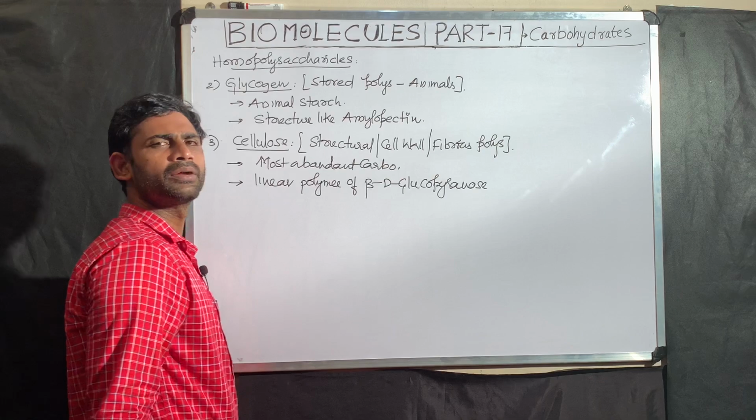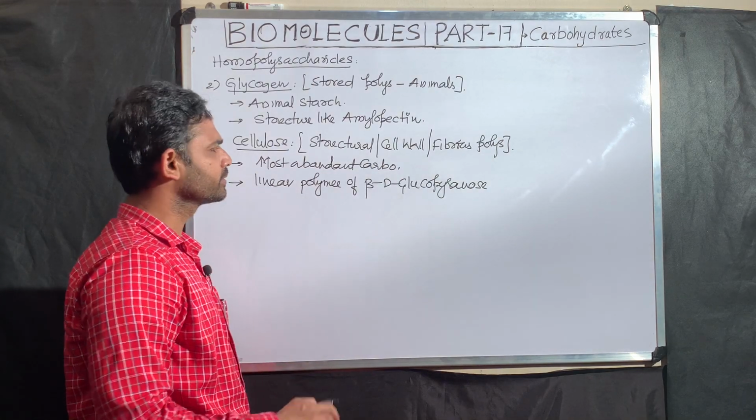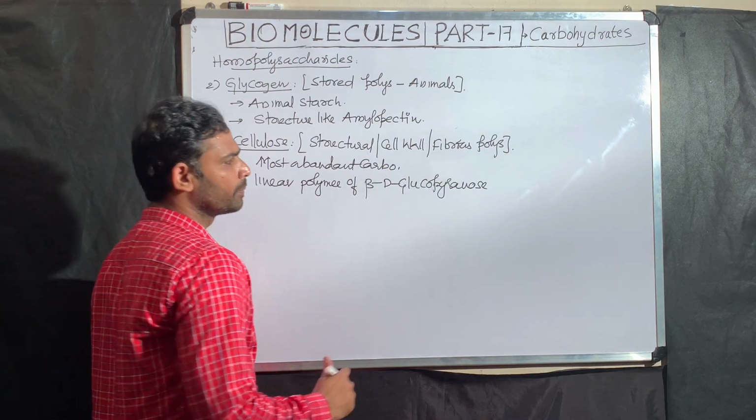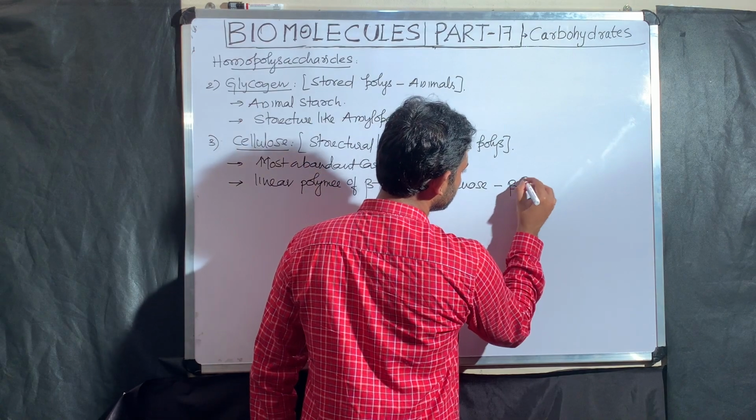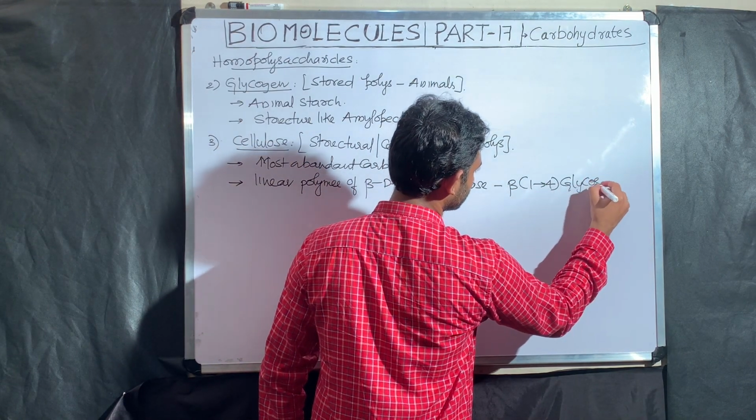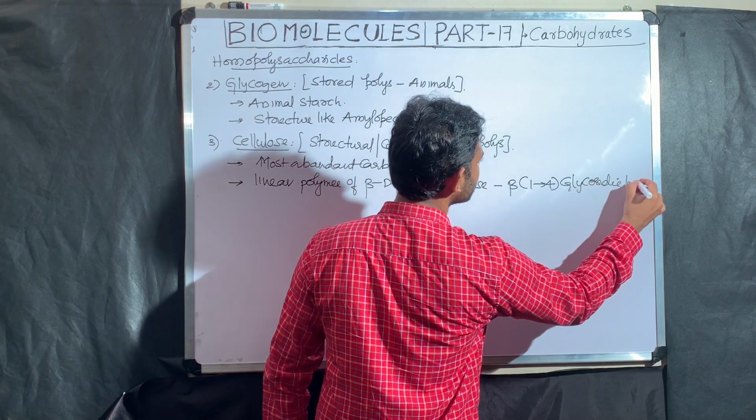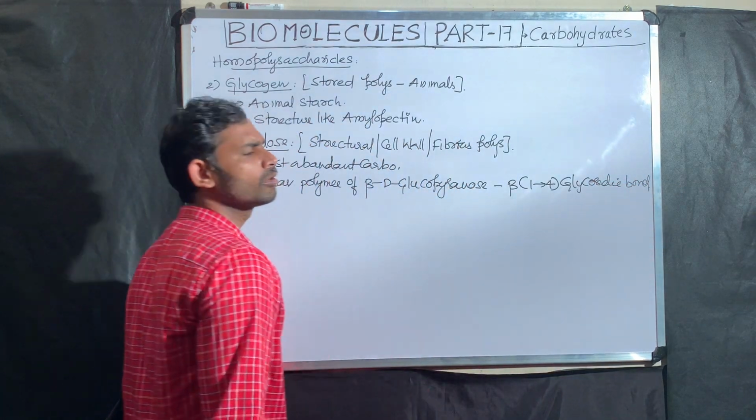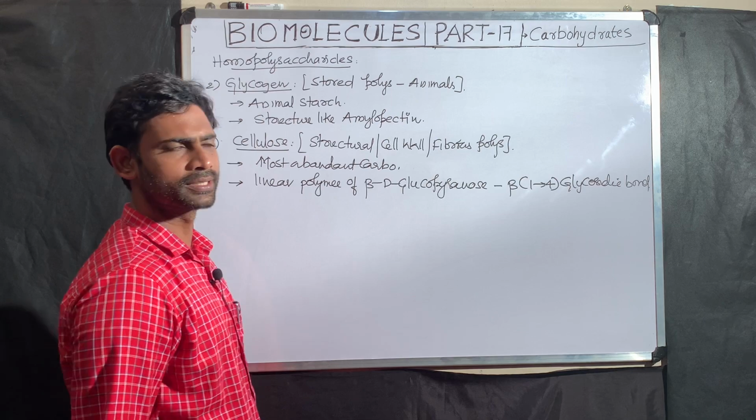In starch and glycogen, there is alpha D glucopyranose. In cellulose, there is beta D glucopyranose linked through beta 1,4 glycosidic bond. The same bond you can find in the lactose also. Lactose also consists of beta 1,4 glycosidic bond.